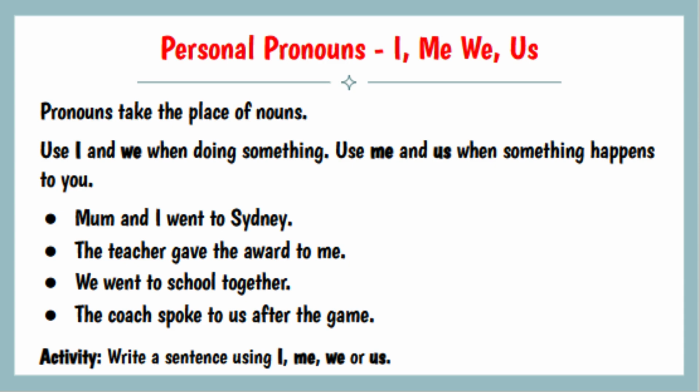Now let's look at me and us. We use me and us when something is happening to you. For example, the teacher gave the award to me. The coach spoke to us after the game. In these sentences, me and us are receiving the action.